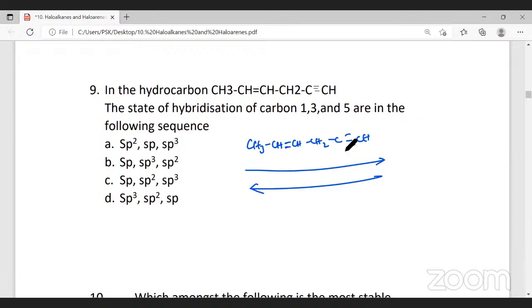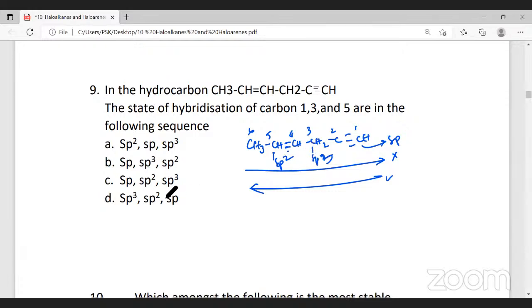The triple bond is given preference, so this direction is ruled out. I have to count from right to left: 1, 2, 3, 4, 5, and 6. They're asking about the first carbon atom. The first carbon atom has a triple bond, so it will be sp hybridized. The third carbon atom has a double bond, so it will be sp2 hybridized. And the fifth carbon atom has only single bonds, so it is sp3 hybridized.